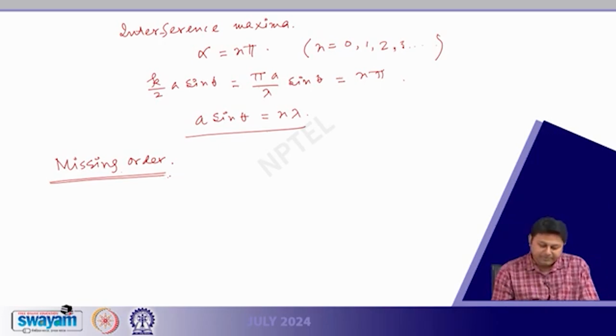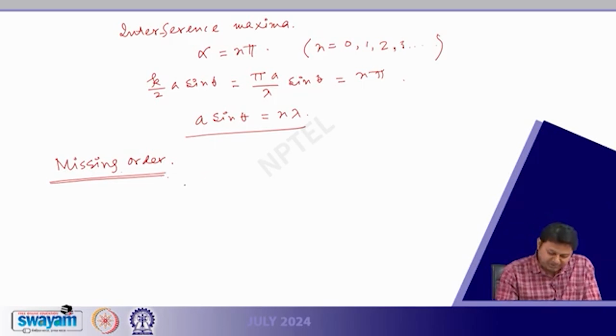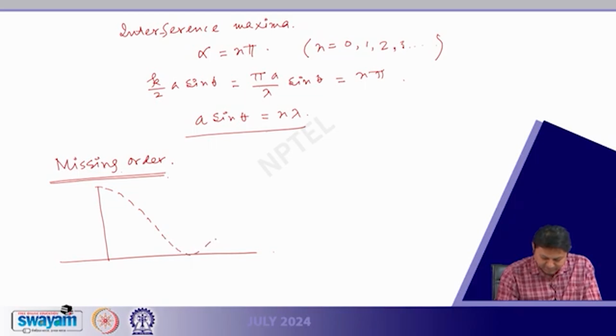The missing order means that if the minima of the diffraction pattern coincide with the maximum of the interference pattern, then we should have a minima. So, let me draw here to make these things clear. Suppose this is the dotted line I am first drawing, and the condition suggests that at this point we have a diffraction minima.